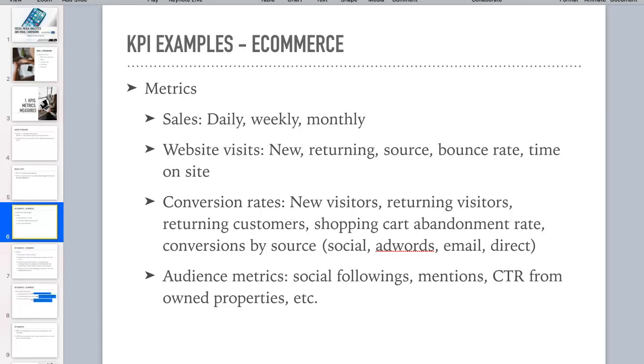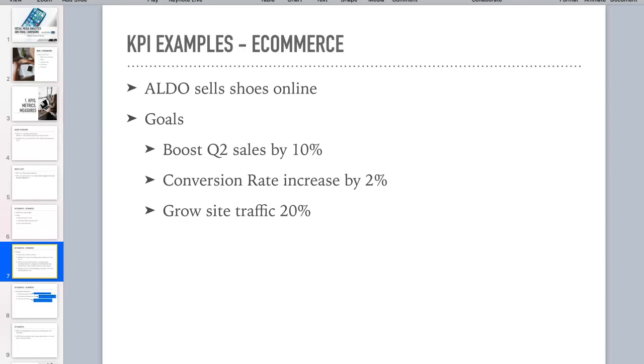So here we have a list of metrics that we're looking at overall. They're not necessarily KPIs, or we haven't determined yet which ones are KPIs, but they are examples of metrics that would be used in determining if we are on track to meet the goals that are mentioned here.